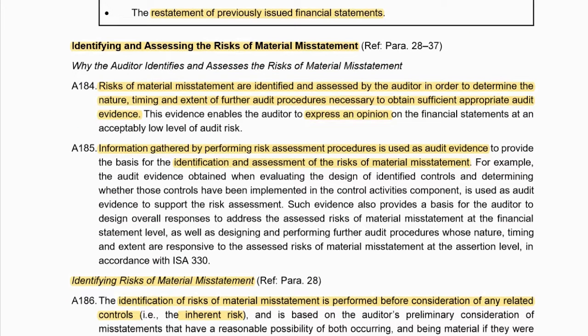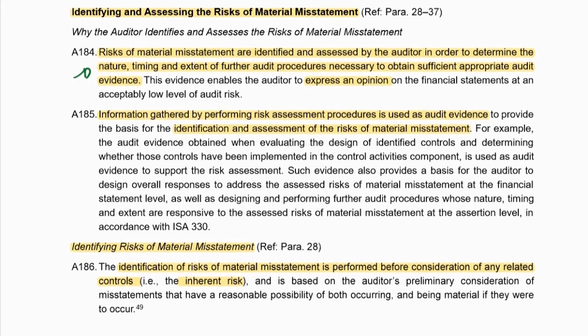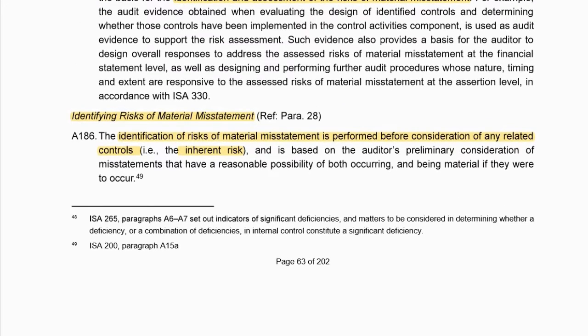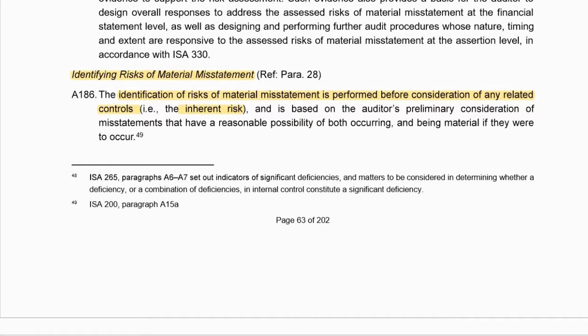So identifying and assessing the risks of material misstatement. Why do we do that? So we can determine the nature, timing, extent of the further audit procedures. And when we identify the risks, we first look at inherent risk.